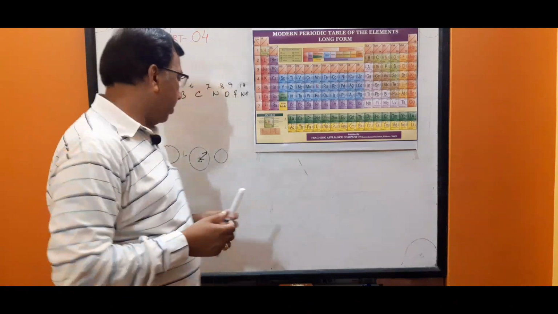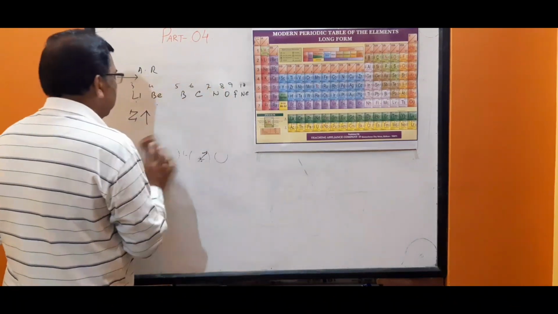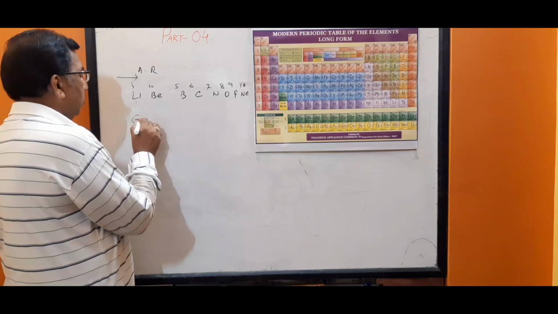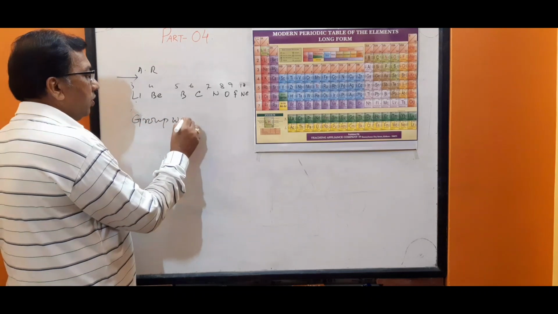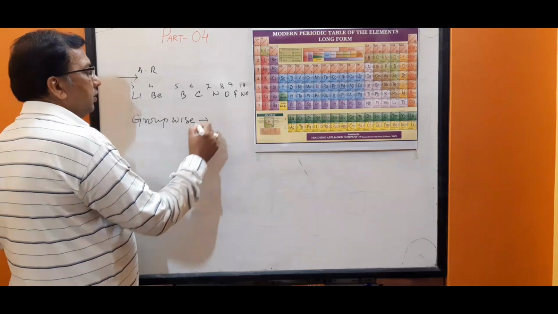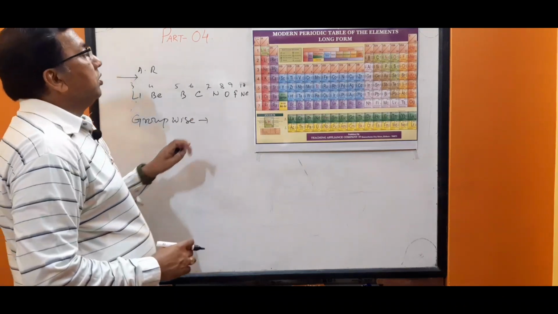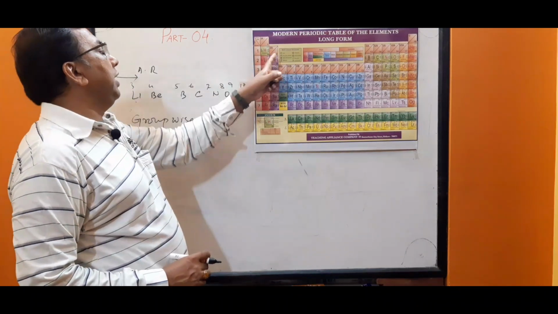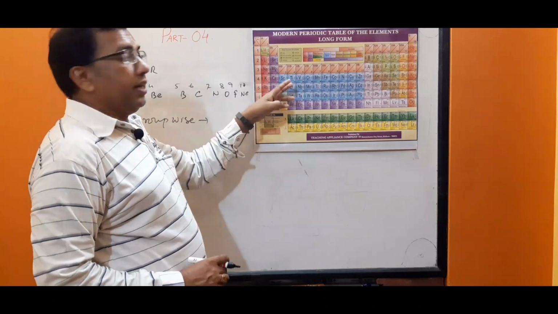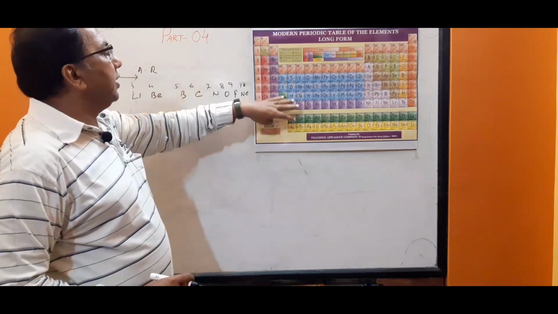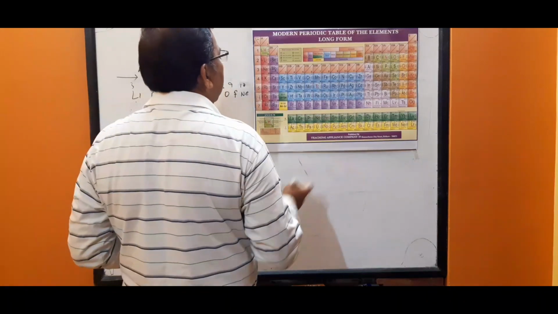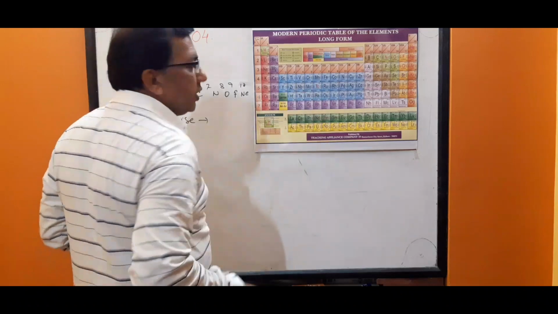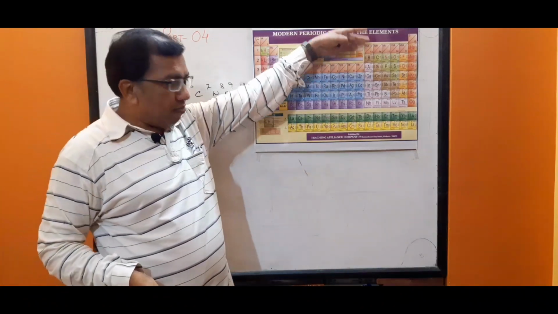Down the group, top to bottom. Next, group wise, that is top to bottom. Suppose lithium, sodium, potassium, rubidium, cesium, francium; beryllium, magnesium, calcium, strontium; anything, titanium, zirconium, hafnium, vanadium, niobium, tantalum. In this way, anything from top to down.